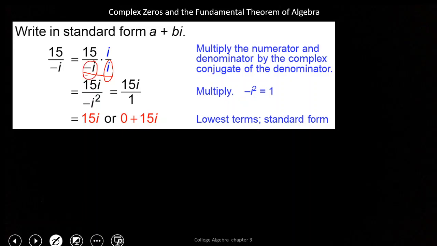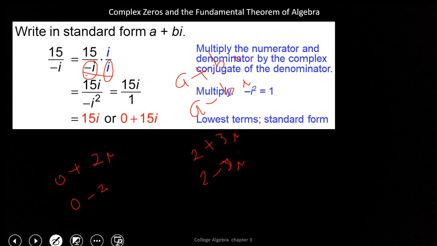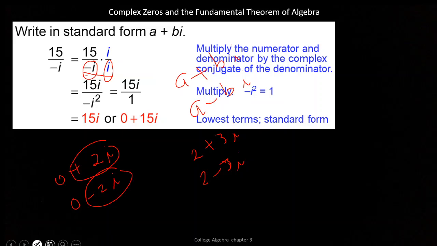So you see, a plus bi, the conjugate of it is a minus bi. Now, if you have a number, let's say 2 plus 3i, its conjugate is 2 minus 3i. But what's the conjugate of 2i? Well, we can think of 2i as 0 plus 2i. So its conjugate is 0 minus 2i. So the conjugate of 2i is negative 2i. Okay? So that's the idea.